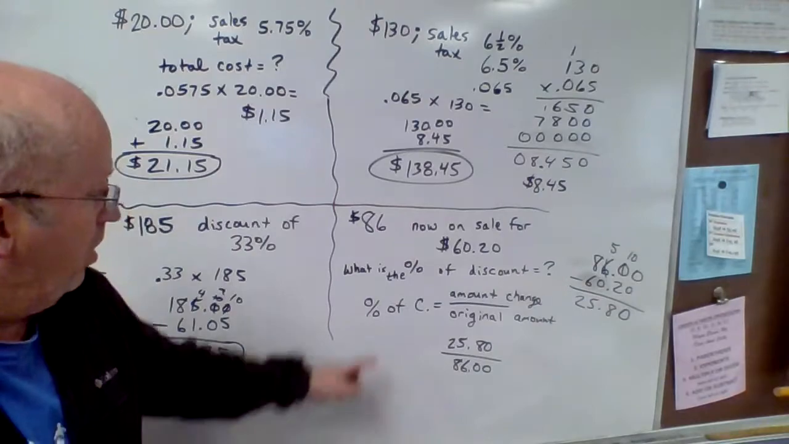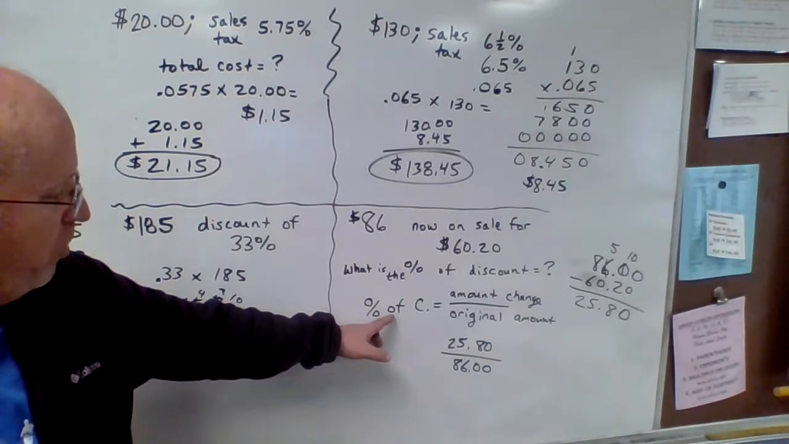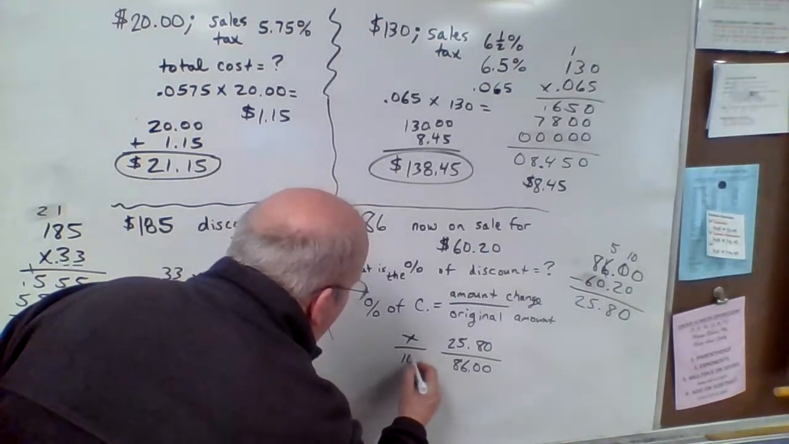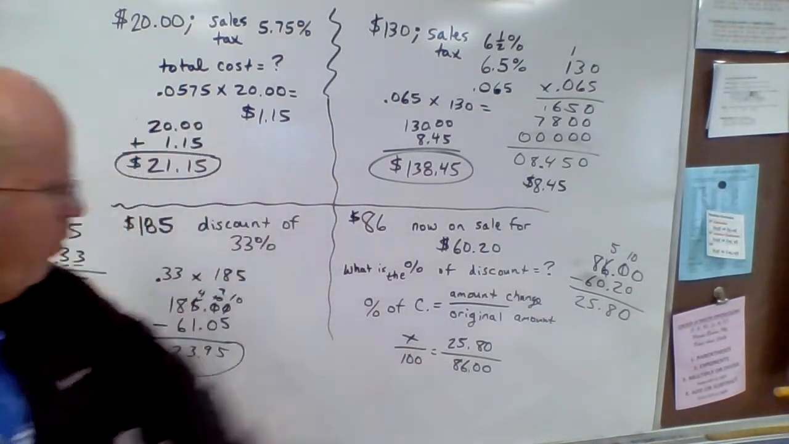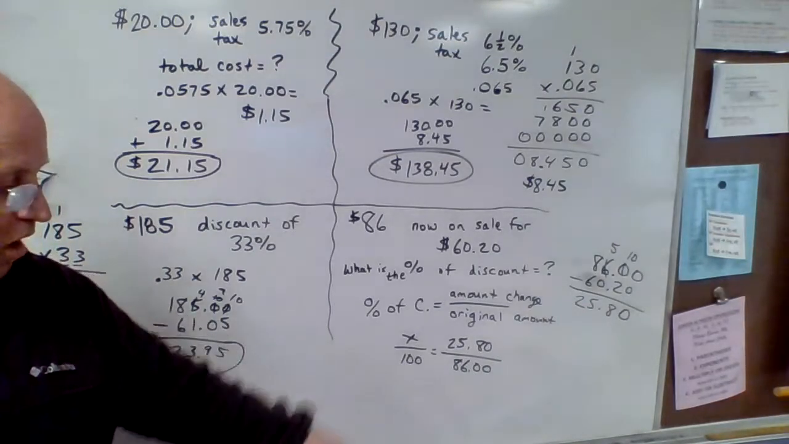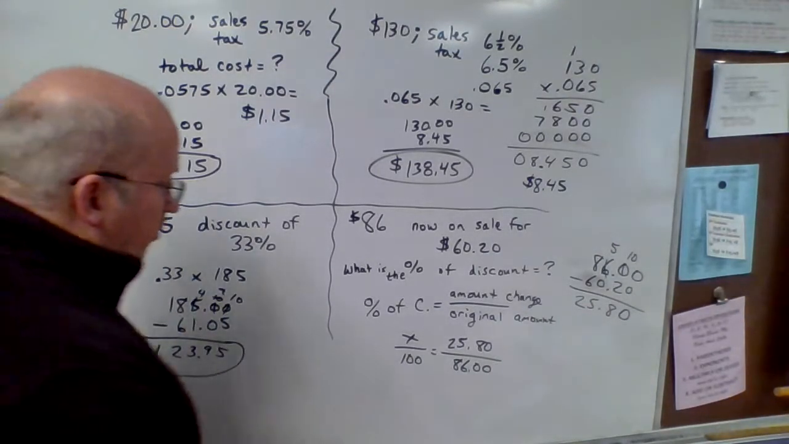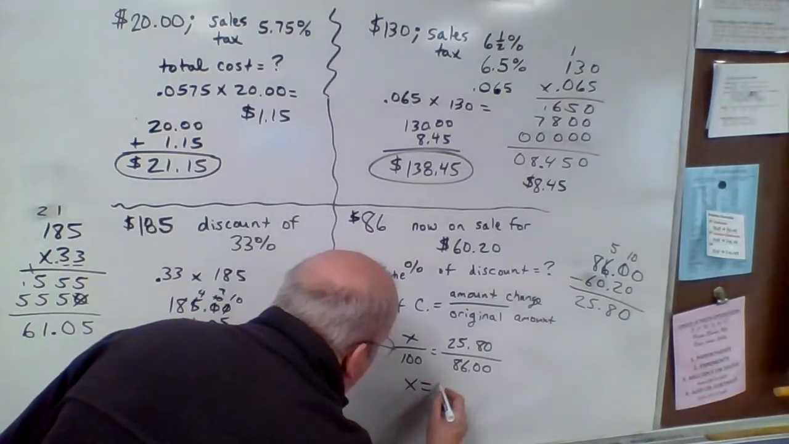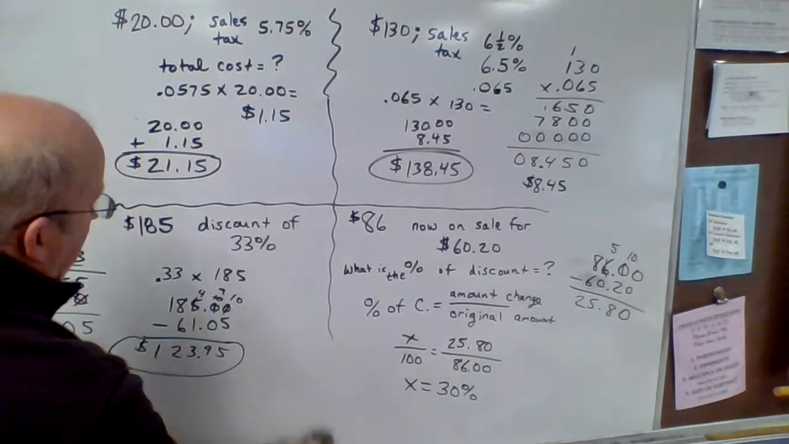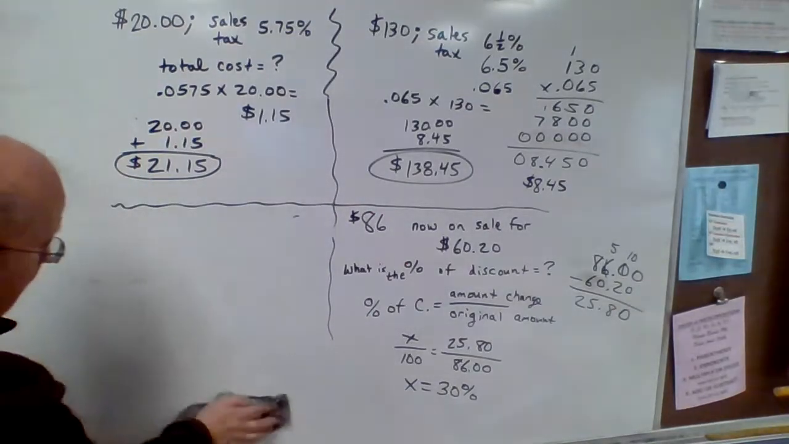If you recall, we said when we talked about percent of change problems, we're going to make the left side of this x over 100, and we're going to solve the proportion. When we solve this proportion, the answer is going to be that x equals 30%. Let's see how that happens.